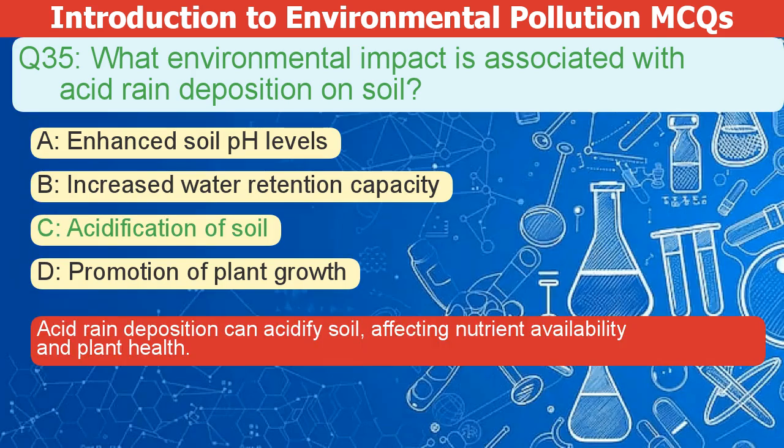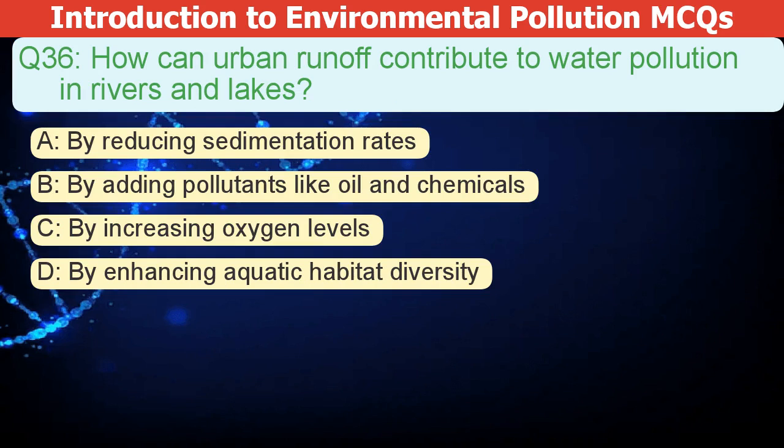Acid rain deposition can acidify soil, affecting nutrient availability and plant health. How can urban runoff contribute to water pollution in rivers and lakes?